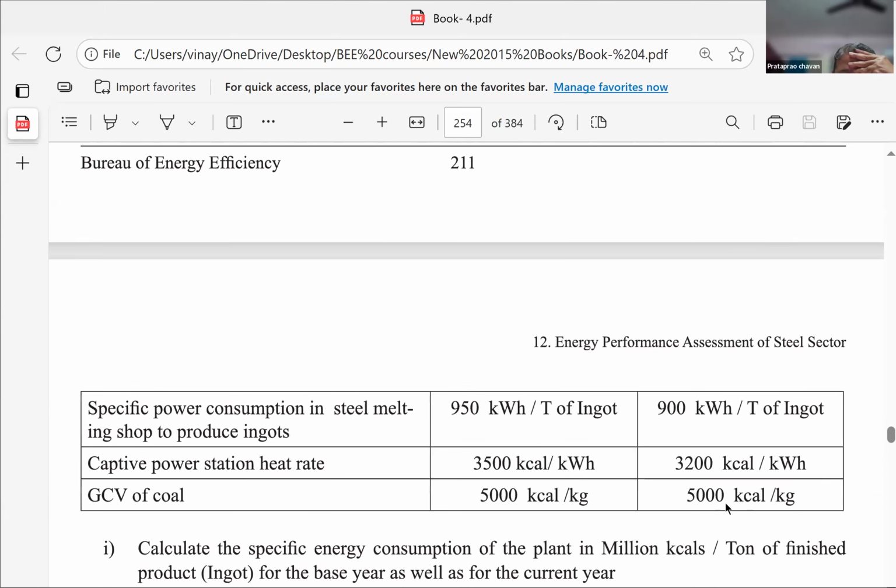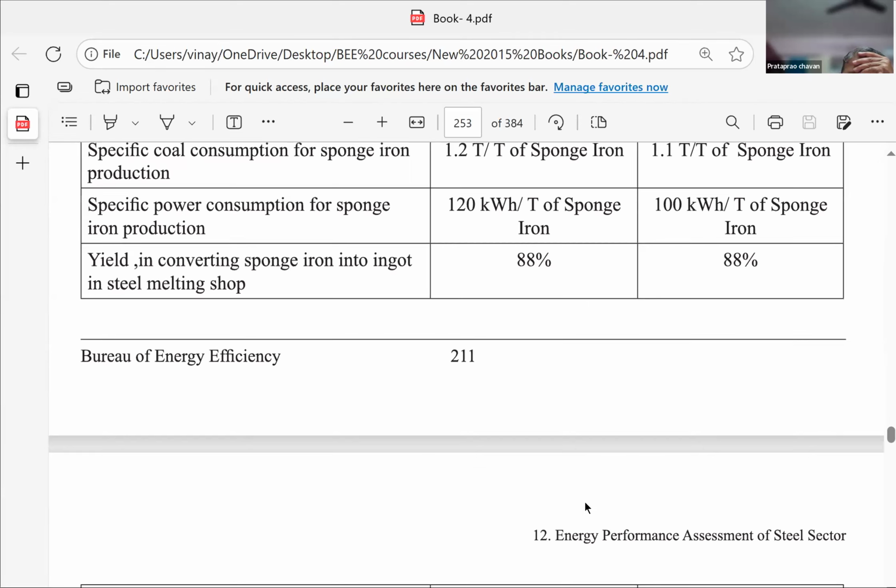Now, what he is asking us: specific power consumption in the steel melting shop to produce ingots was so much. It has also improved per ton of ingot. Captive power station heat rate 3,500 has reduced to 3,200. Gross calorific value of coal remains the same. Now, what comes to our mind is if the GCV of coal is the same, that means you are using the same quality of coal, but you are reducing the consumption of coal.